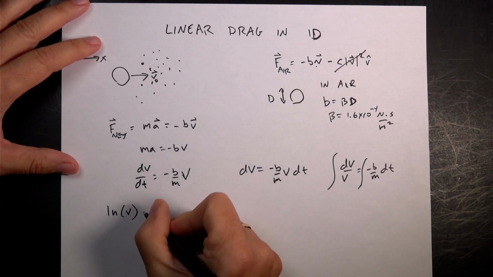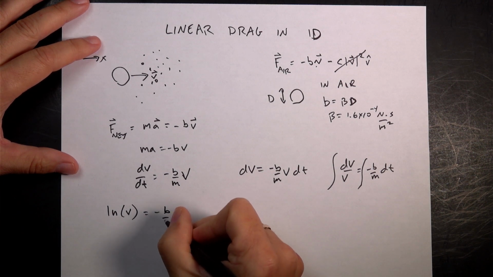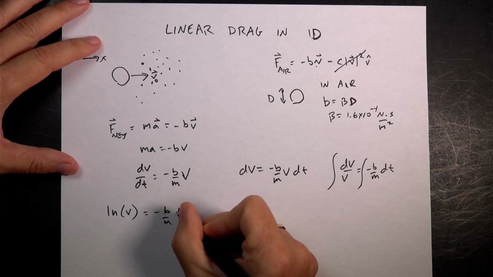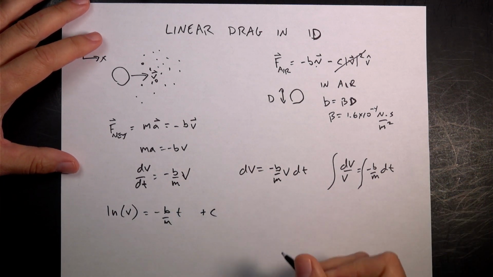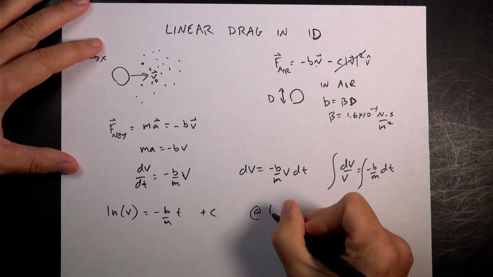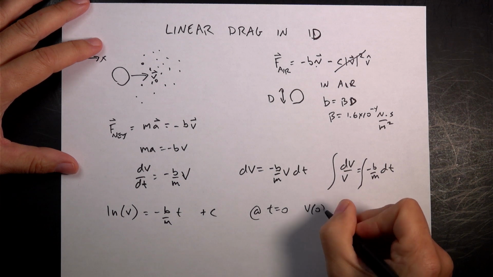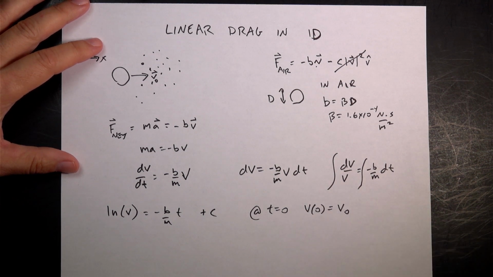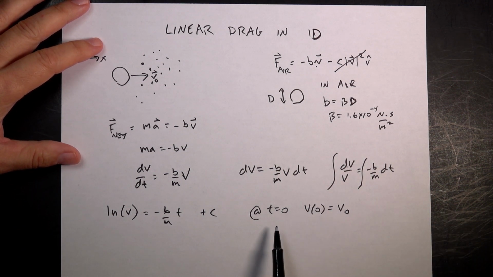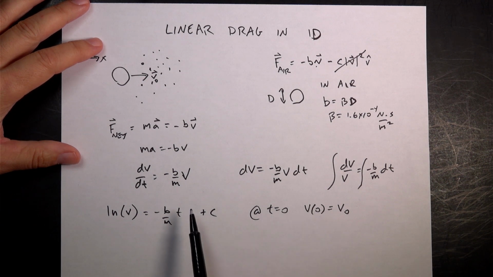So I just have negative b over m. I integrate dt, I just get t. And then I have a constant. Now, at t equals 0, the velocity at 0 is going to be v0. So let's put in t equals 0 and solve for the constant.